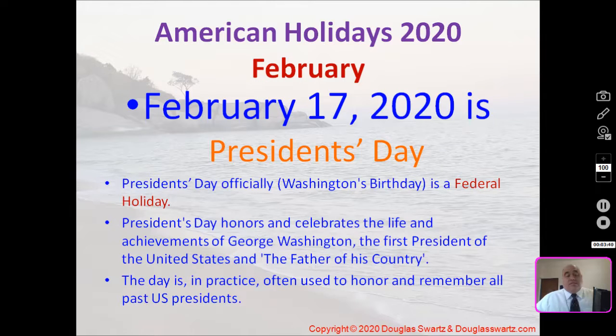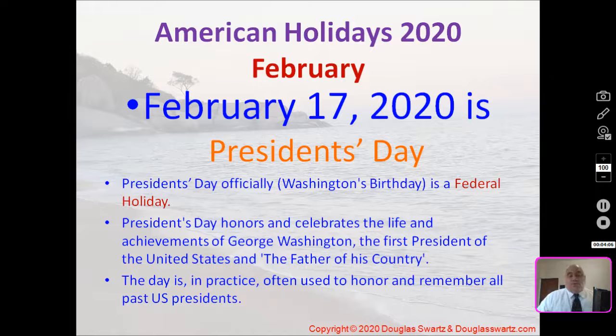Okay, the next holiday is a federal holiday, President's Day, on February 17. President's Day celebrates the achievements of our first president, George Washington. It's also officially called Washington's birthday, but more commonly we call it President's Day. It's a celebration of our first president, his accomplishments. He's known as the father of our country.